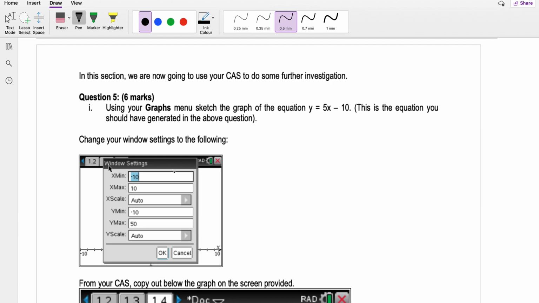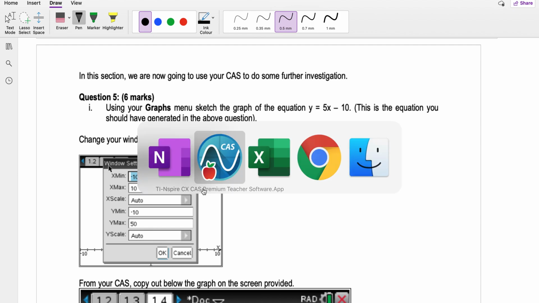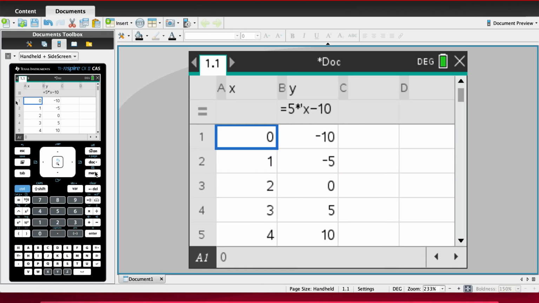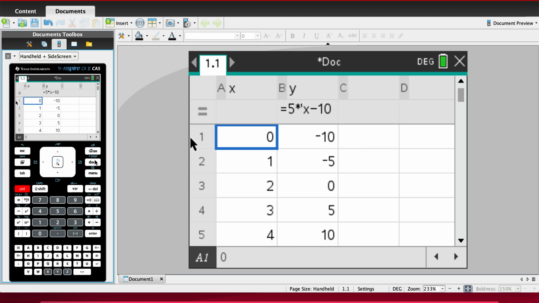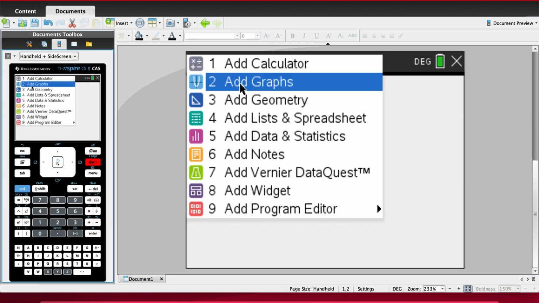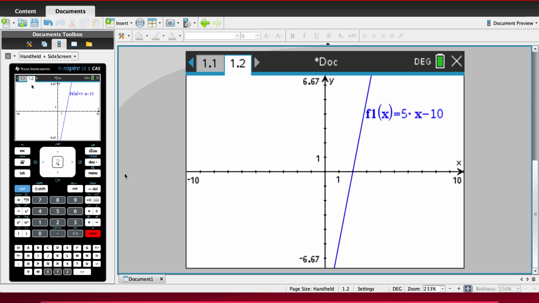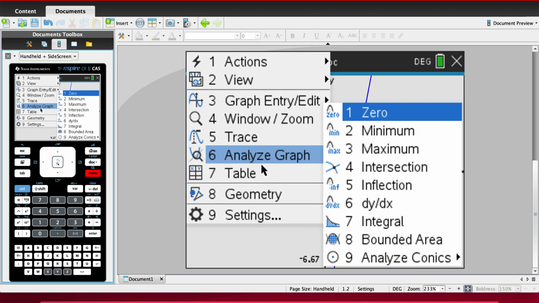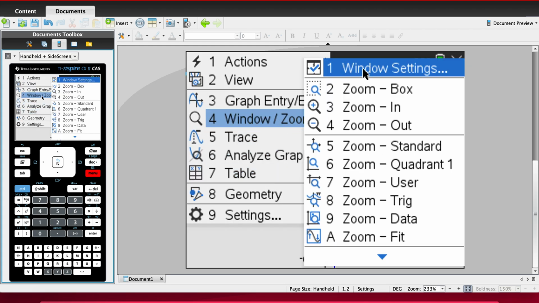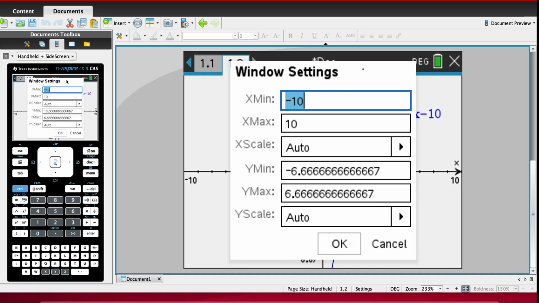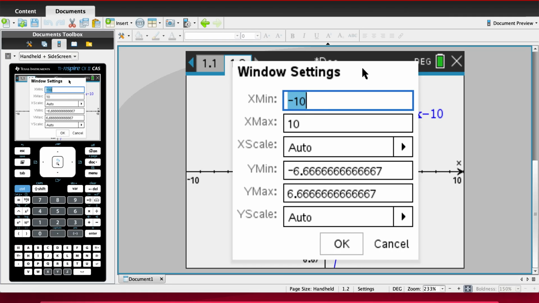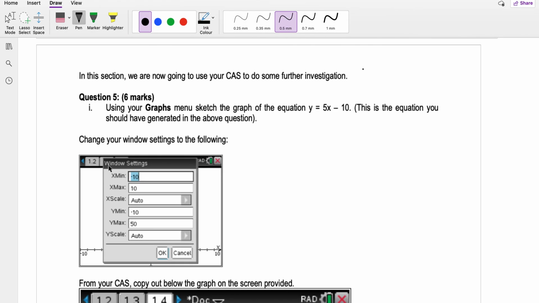Change your Windows settings as follows. So we're just going to follow instructions. We're going to create a new page with a graph, and we're going to enter 5x take away 10, and we're going to modify our Windows settings, and the one that was is negative 10 to 10. Good. Then it says auto scale.